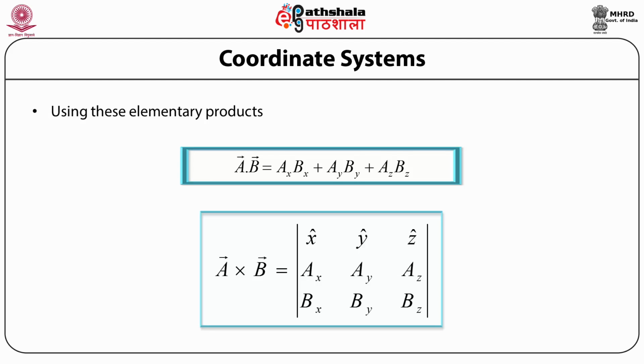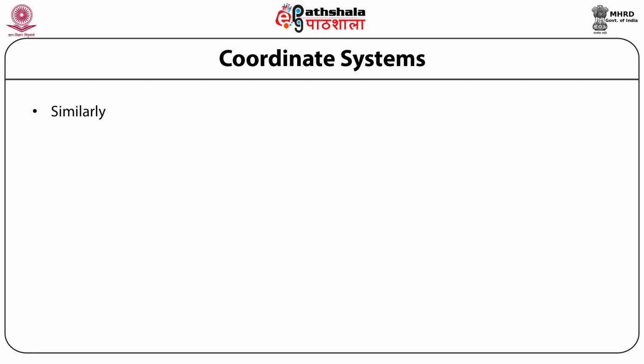Now, if we take the vector or the cross product of these two vectors, that is the cross product of vector a and vector b, then we can write down this cross product as a determinant with the first row containing the three unit vectors, that is unit vector x, unit vector y and unit vector z. The second row contains the x, y and z components of the vector a, while the third row contains the x, y and z components of the vector b. So in all, the determinant will have 9 components.